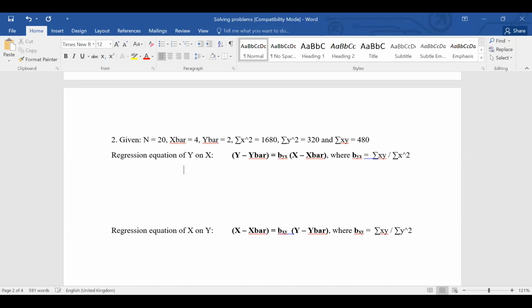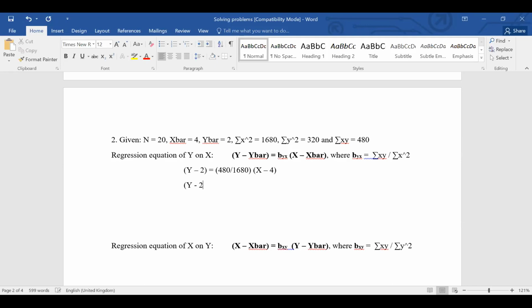So now, what is the thing here? You have to find out y minus y bar, which is 2, already given in the problem, equal to b of yx. That means summation xy by summation x square. Summation xy is already given, it's 480, divided by summation x square, which is 1680. Close the bracket and into x minus x bar. X bar is 4.